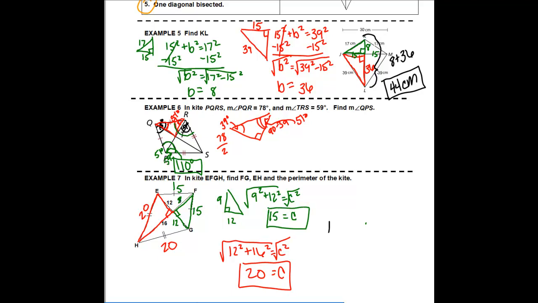And then the perimeter is 20 plus 20 plus 15 plus 15, which is really 70.